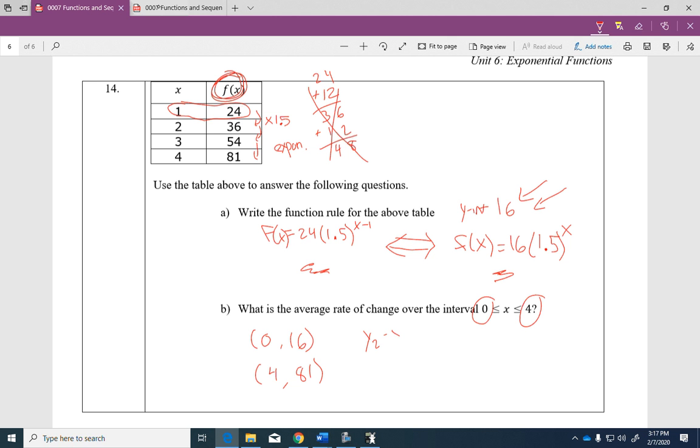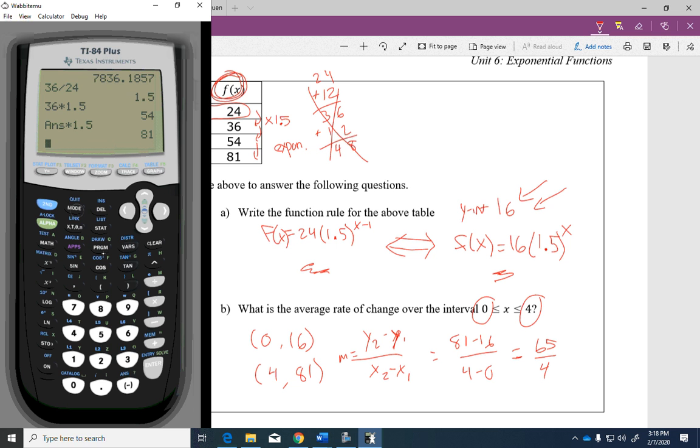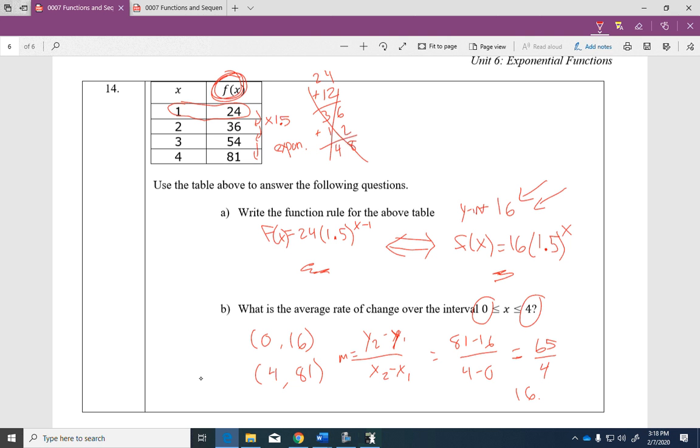Let's do y2 minus y1 over x2 minus x1. (81 minus 16) over (4 minus 0). And 65 divided by 4 is 16.25.